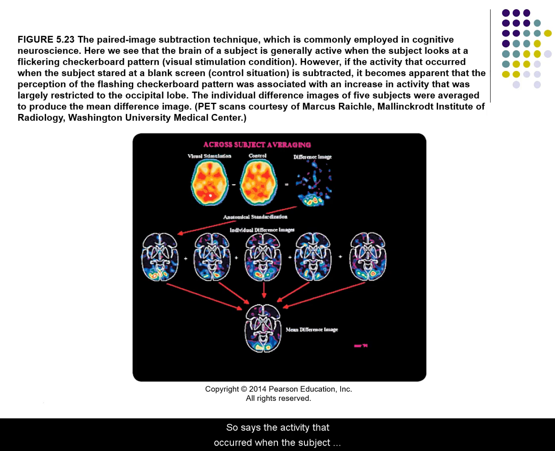So it says if the activity that occurred when the subject stared at a blank screen is subtracted, it becomes apparent that the perception of the flashing checkerboard pattern was associated with an increase in activity that was largely restricted to the occipital lobe. Again, occipital lobe, primary visual cortex, so it's all going to be about vision.